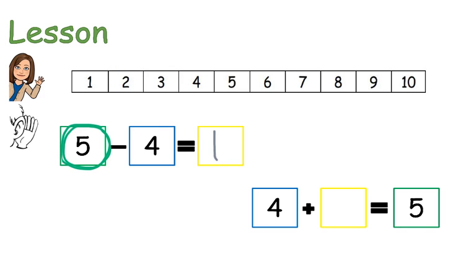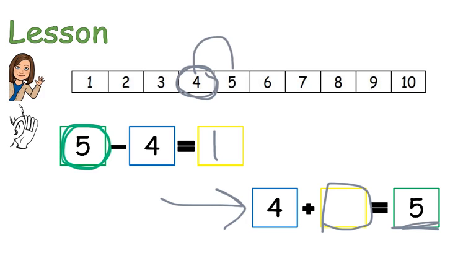So we can also think of this as addition. This way I can start at 4 and I need to find out how many hops we need to do to get to 5. So let's see. Hop. How many hops did I do? 1. 4 plus 1 equals 5.